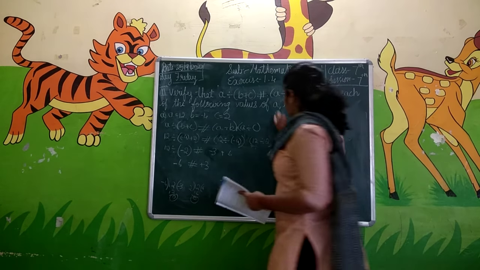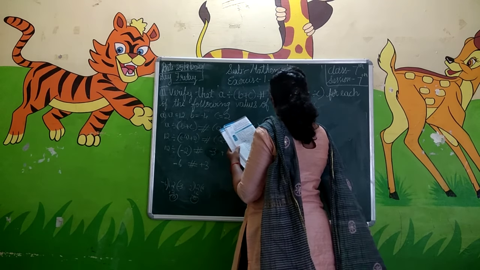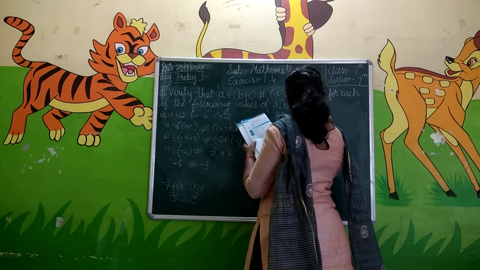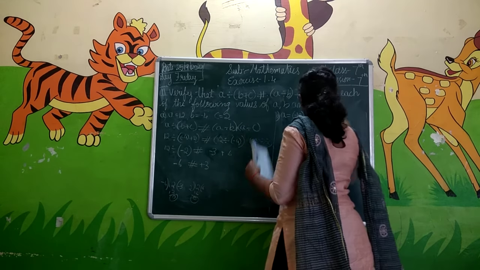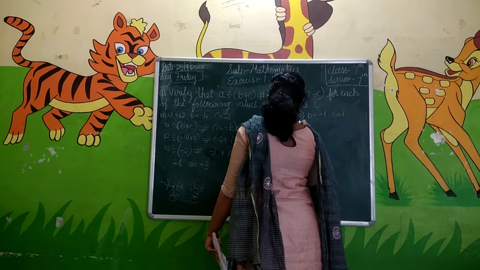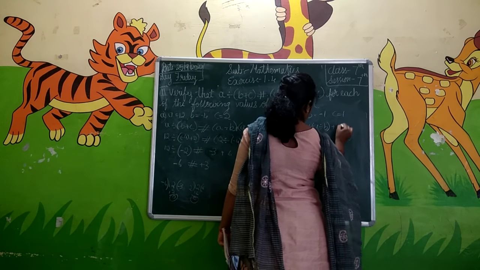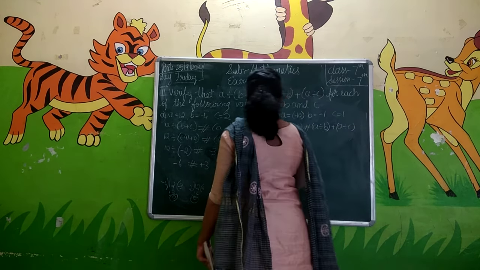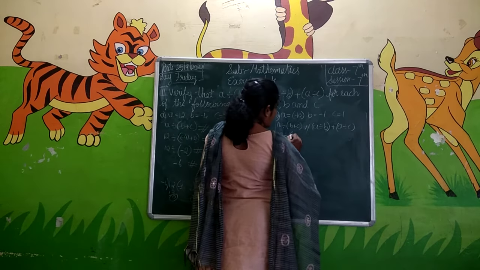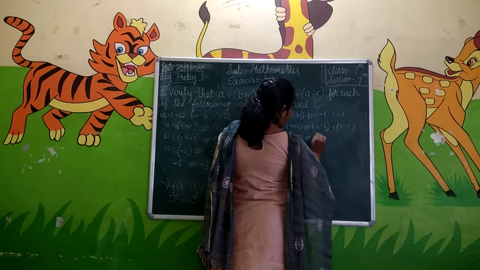The next one: A equal to minus 10, B equal to 1 and C equal to minus 1. What is the formula they have given here? A divided by (B plus C) is not equal to A divided by B plus A divided by C. What is the value of A here? Minus 10 divided by (B plus C), which is 1 plus minus 1. Is not equal to A is how much?